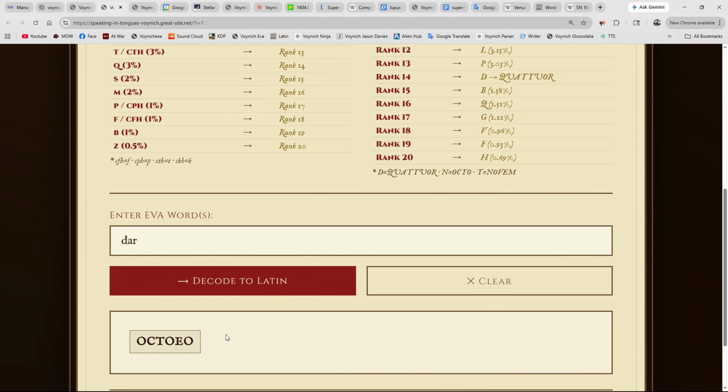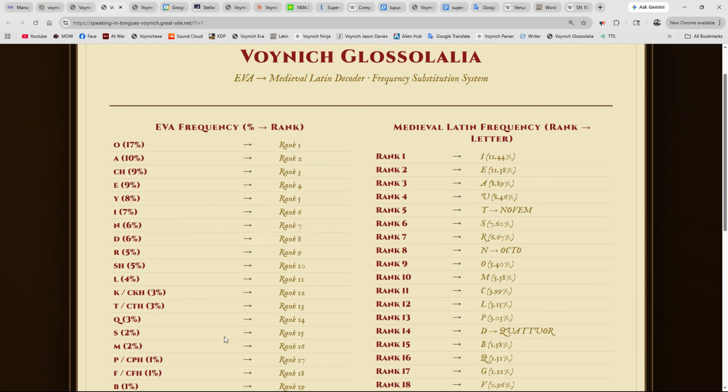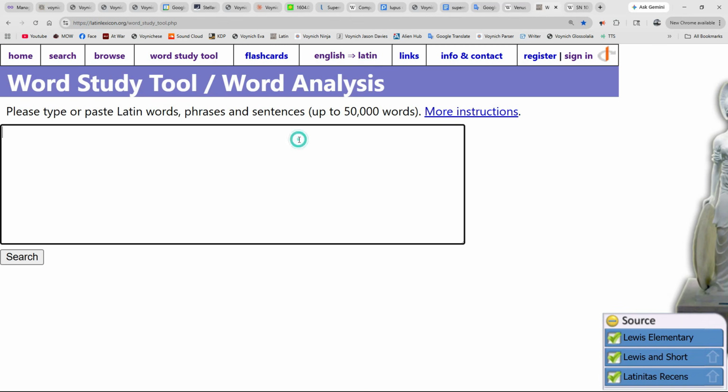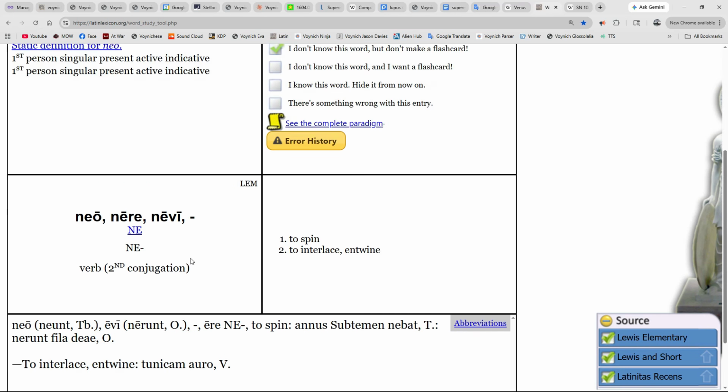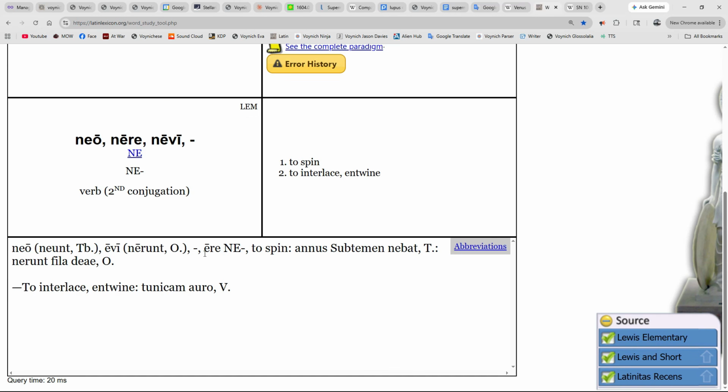That's how my cipher pronounces the tongue of the word. However, rank 8 from Eva Voynich D to rank 8 is an N to octo. So what if we take the N and attach it to the Latin word eo, or the letters, and we put it in here for neo, and get the definition: to spin, to interlace, entwine.